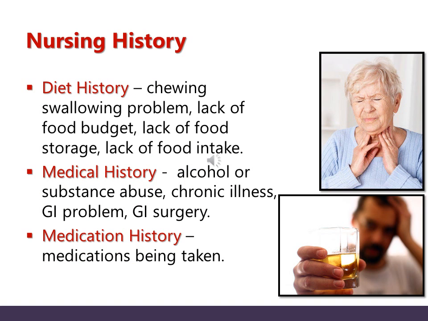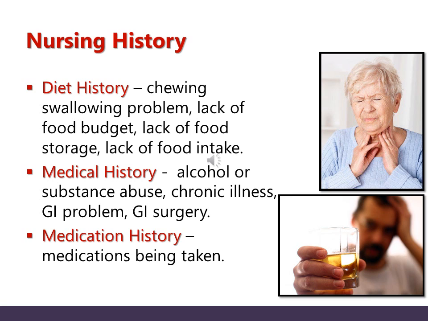Now, for you to be able to identify the nutritional status of your patient, whether the patient is overnourished, undernourished, or malnourished, you can perform nursing assessment through nursing history taking. And the first part of your history taking, if you are suspecting a patient with problems in nutrition, is to perform diet history. So how do you perform diet history? You ask and you assess certain things.